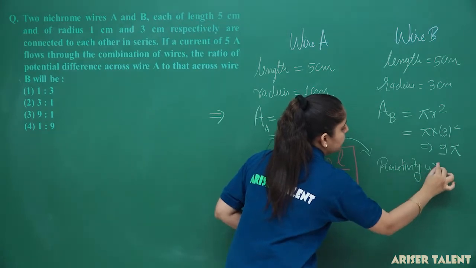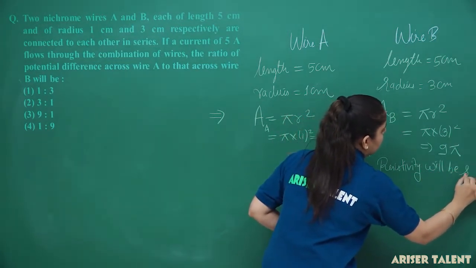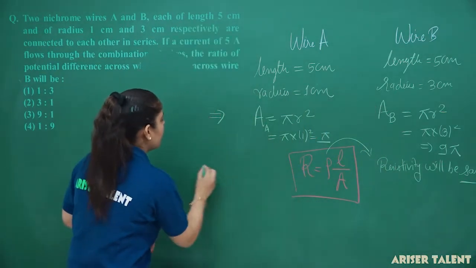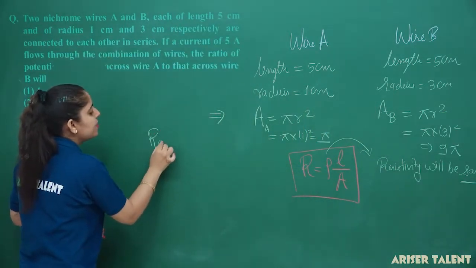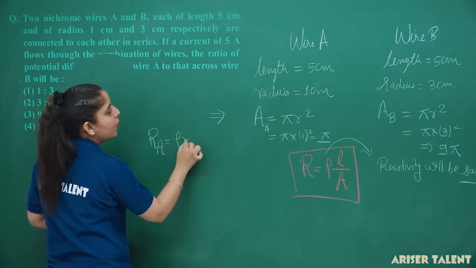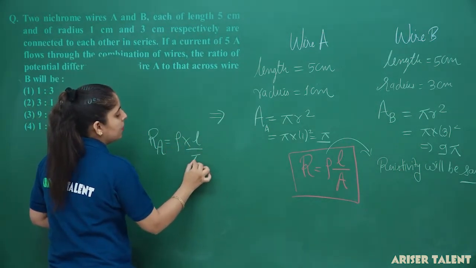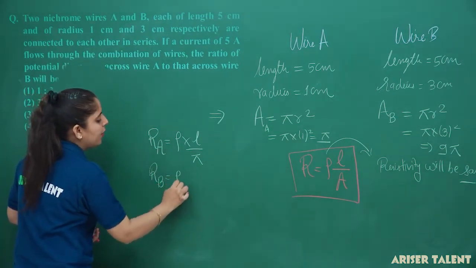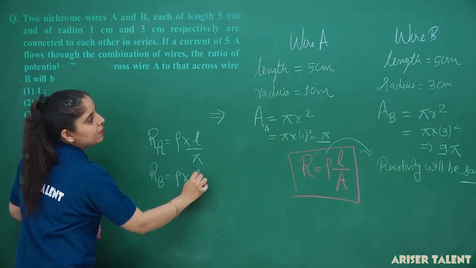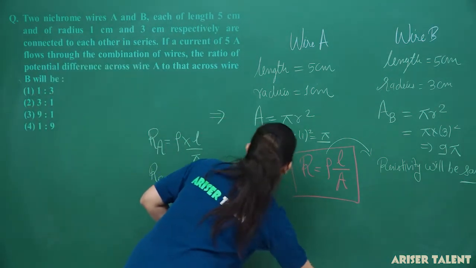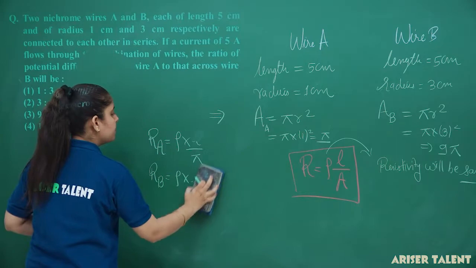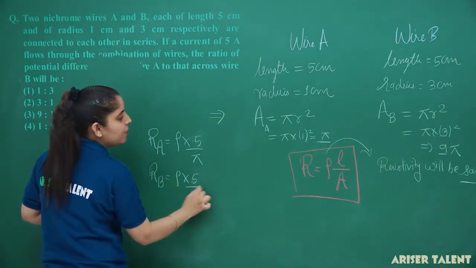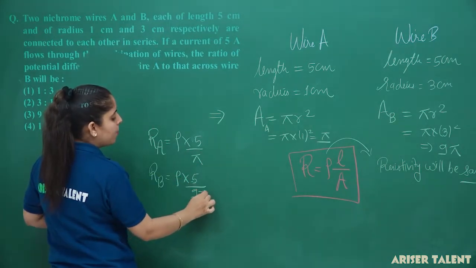Resistivity will be same. So, for calculating the resistance in wire 1, it will be rho into L upon pi. For resistance in wire B, it is rho into, again, here the length is 5. This is 5 and this is again our 5 and area came out to be 9 upon pi.